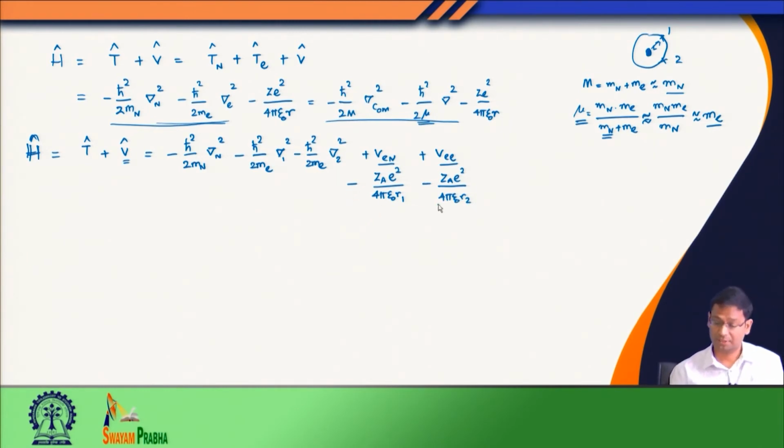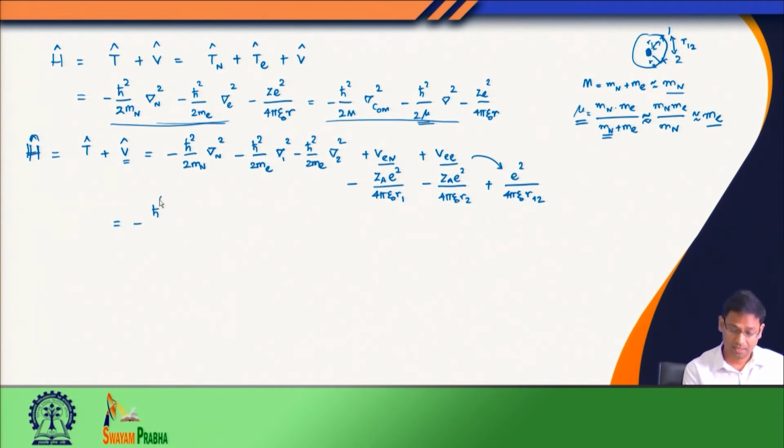Now, here I have these two terms, and the electron repulsion will be e squared divided by 4 pi epsilon 0 r_12, where this is r_12, this is r_1, this is r_2. r_2 is the distance between the second electron and the nucleus, r_1 is the distance between the first electron and the nucleus, and r_12 is the distance between the two electrons. So, now I have these terms. Let us rewrite them.